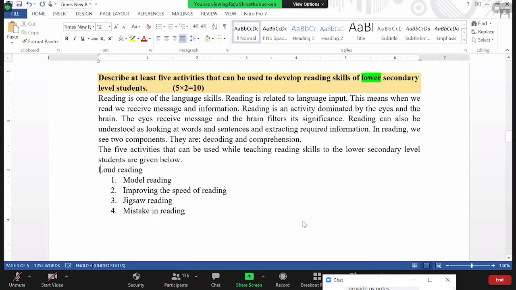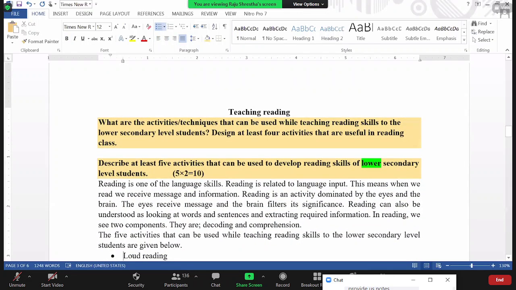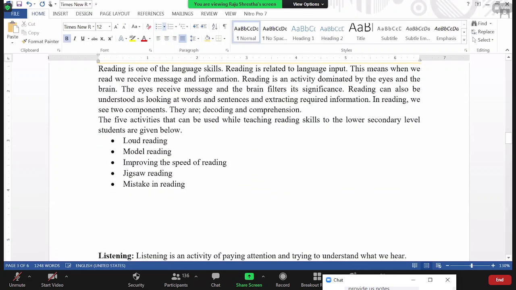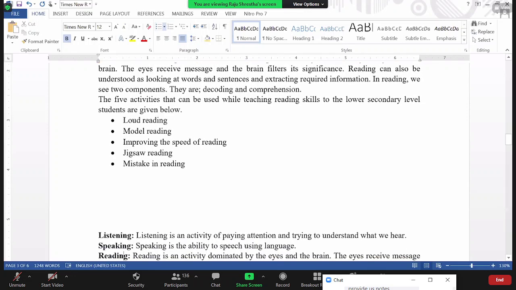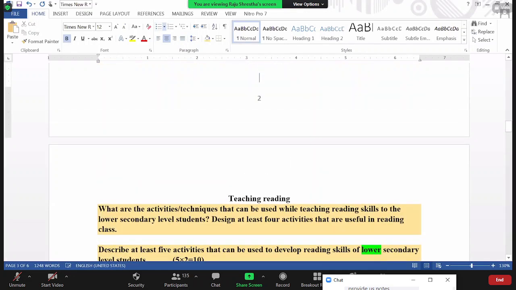Loud reading you do. Model reading you do. Improving speed of reading you do. Jigsaw reading you do. And mistaken reading you do. Okay, in this way. Then you describe how you use these activities. This is the way of reading.